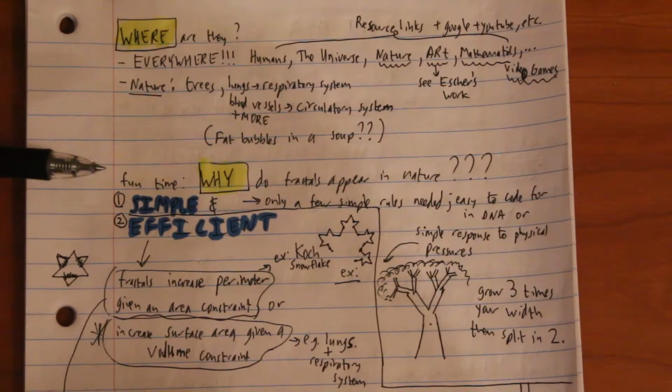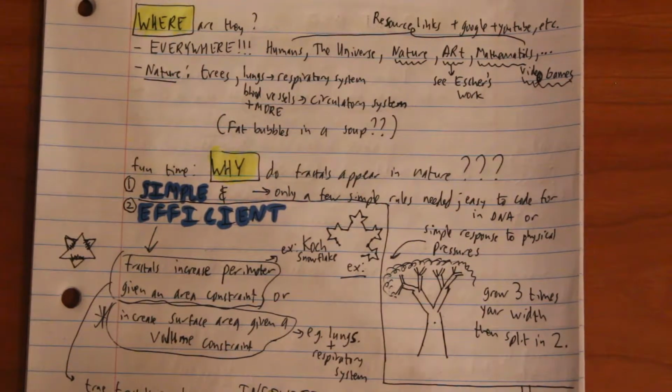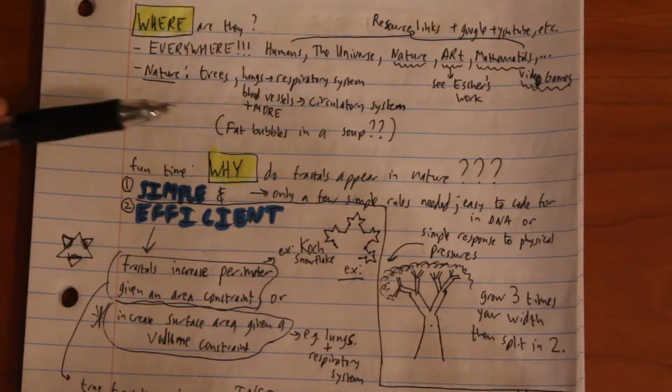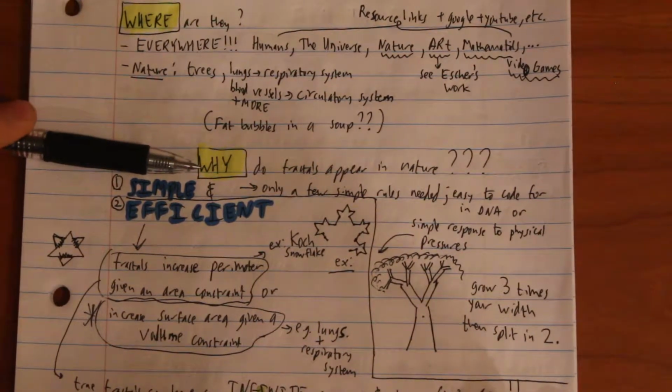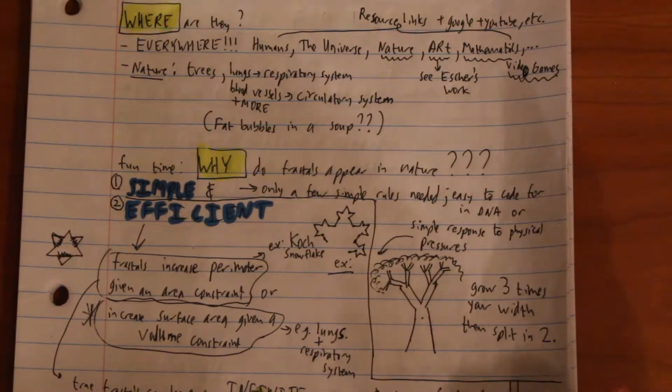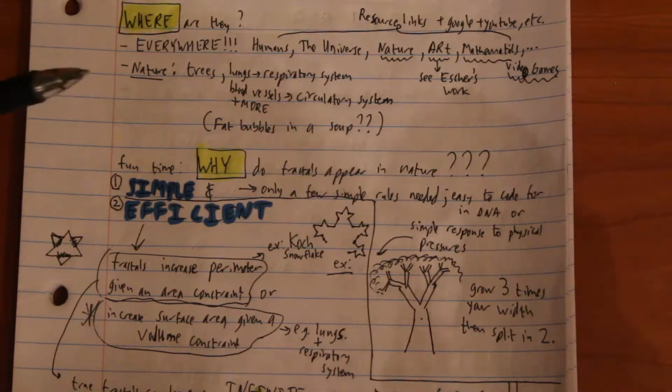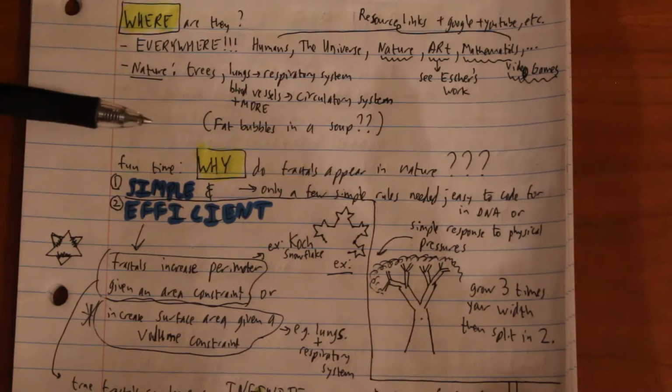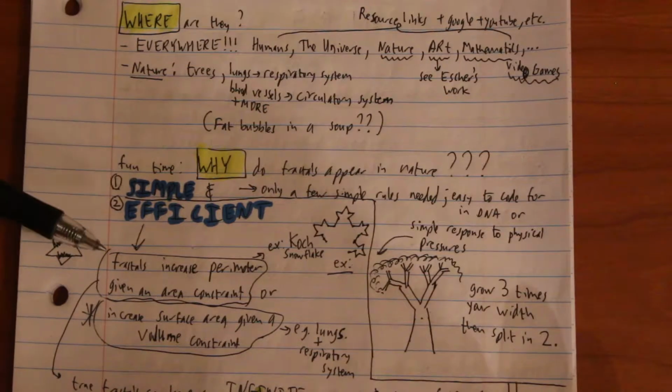All right. So here's the fun part, or sort of the fun part. Why do fractals appear in nature? I'm making a big deal about them appearing, but let's get into it. There are two reasons that I can come up with. They're simple and they're efficient. What do I mean by simple? I mean simple in a very technical way.